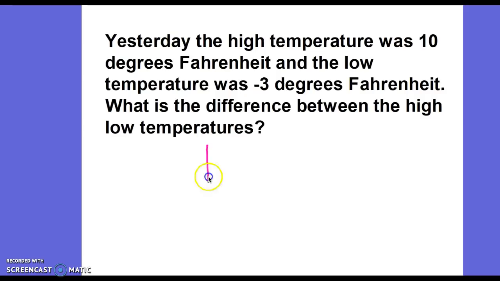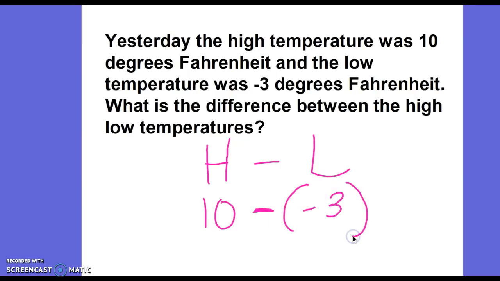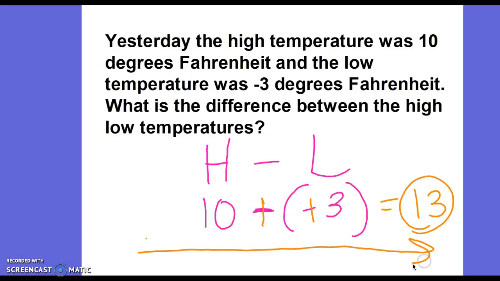Okay, what you should have set up, again, remember my little trick of you just take the highest temperature minus the lowest to figure out the difference between them. So the highest temperature was 10, and then the lowest was a negative 3. So I take 10 minus a negative 3, which becomes, if we use our subtraction techniques, 10 plus a positive 3, which ends up being 13 degrees. And just think about it. If you had a number line, and you're up here at 10, and then here's 0, and then you're down here at negative 3. There's a distance of 3 degrees from negative 3 to 0, and a difference of 10 degrees between 0 and 10, so that adds up to a total of 13 degrees difference.